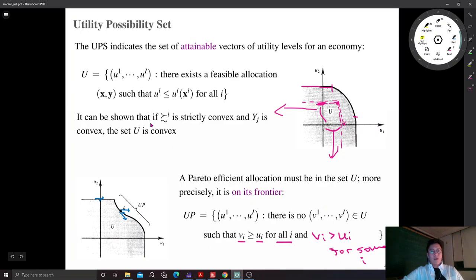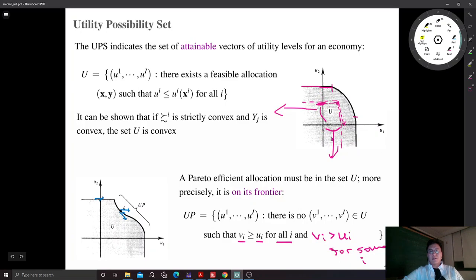And just one more thing about this UPS. It does not have to be convex always, but under some conditions, under convexity assumptions. Whenever all consumers' preference relations are strictly convex and the production set is convex for all j from J, then we can show that the set of attainable vectors of utility is a convex set.